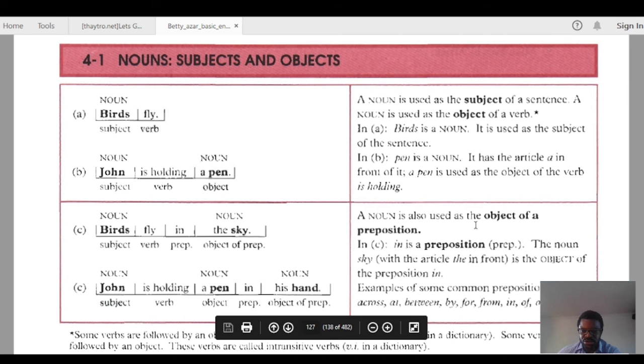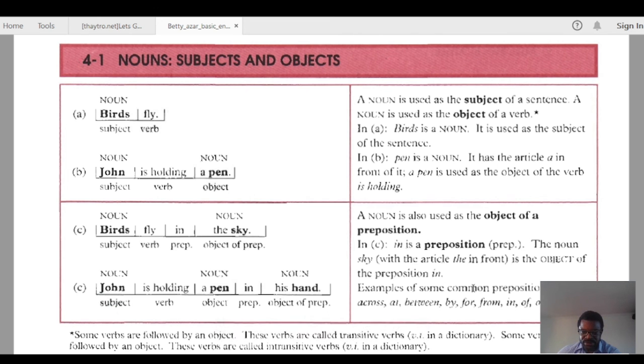A noun is also used as the object of a preposition. In is a preposition. The noun sky, with the article the in front, is the object of the preposition. You see, that is also an article. When you don't want to mention something for the second time, you also can use a pronoun to stand for that noun.